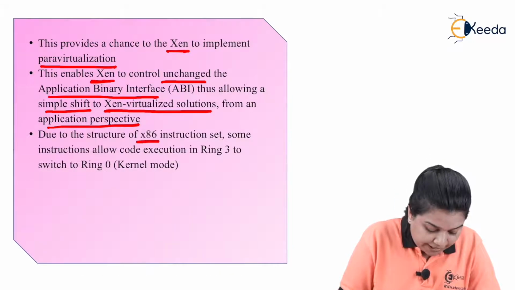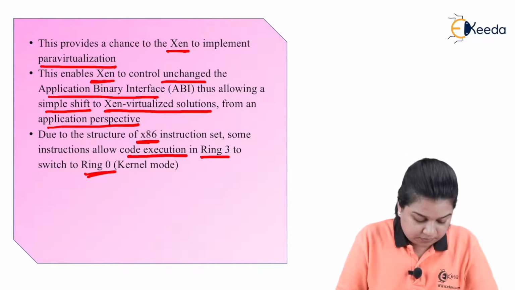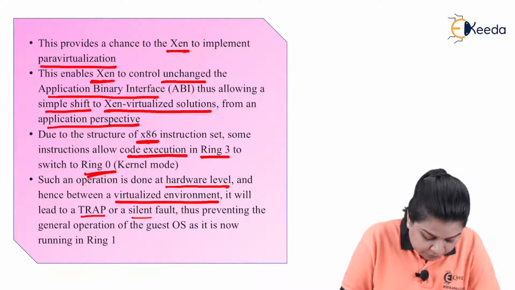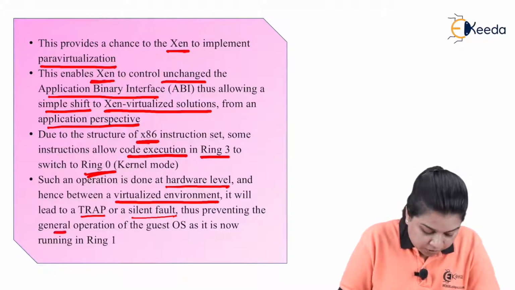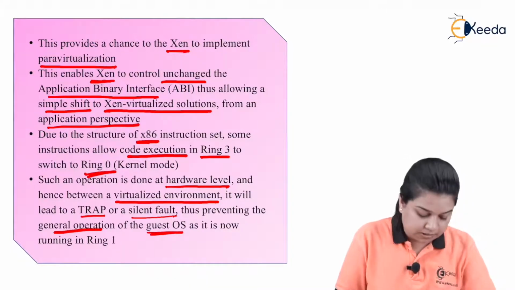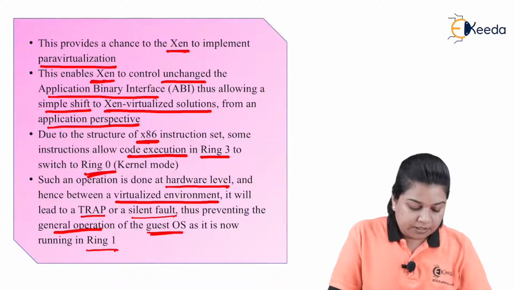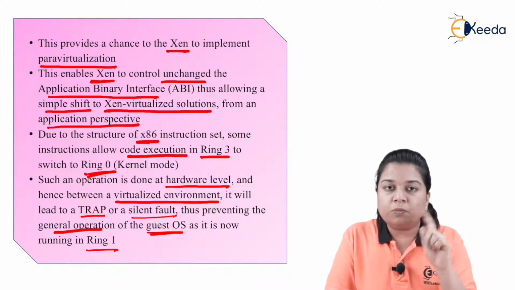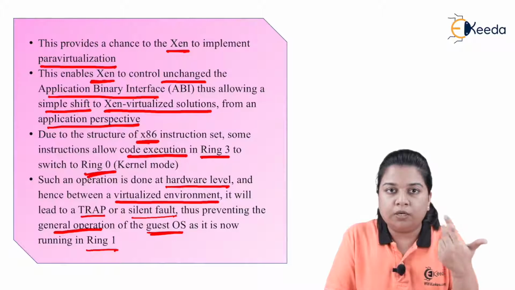Due to the structure of the x86 instruction set, some instructions allow code execution in ring 3 to switch to ring 0, that is kernel mode. Such an operation is done at hardware level and hence, in a virtualized environment, it will lead to a trap or a silent fault, thus preventing the general operation of the guest operating system as it is now running in ring 1. See, here we are understanding the usage of the rings which are present in the diagram, that is ring 0, 1, 2 and 3.